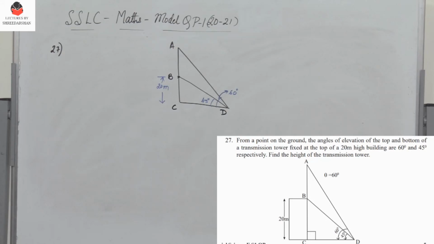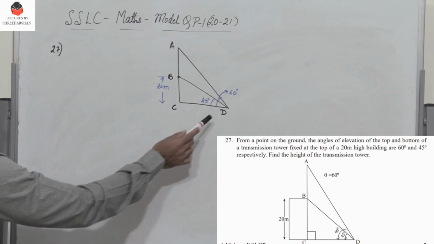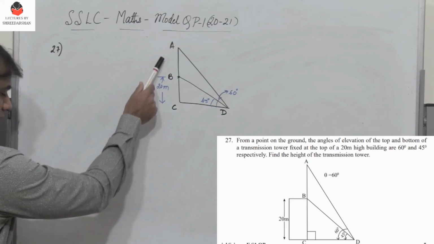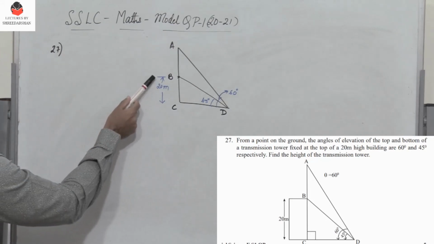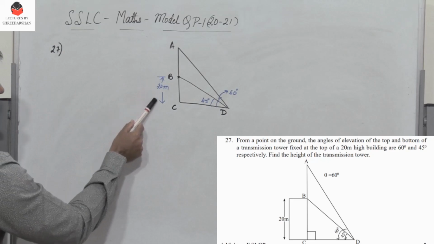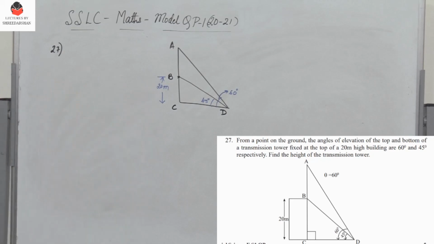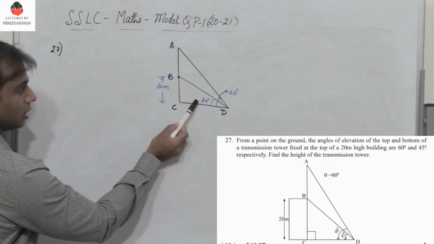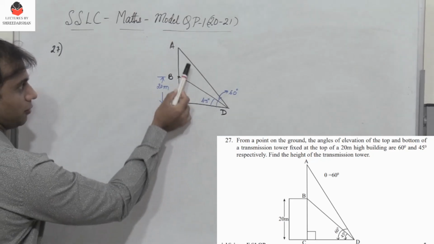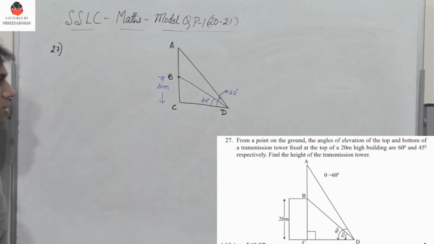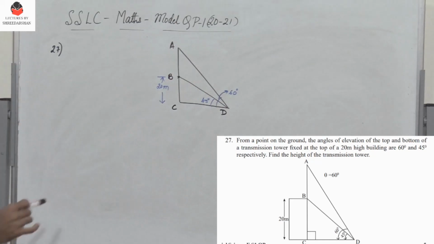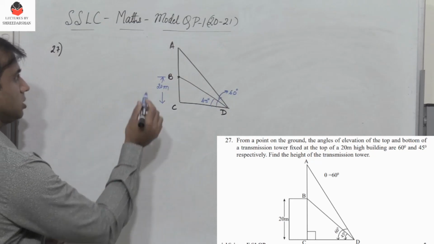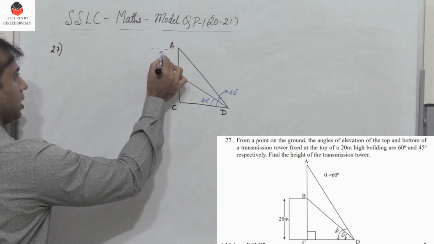Problem 27. From a point on the ground, the angles of elevation of the top and bottom of a transmission tower fixed at the top of a 20 meters high building are 60 degrees and 45 degrees. So you find that BDC is 45 and ADC is 60 degrees. So we need to find the height of this tower, which is AC. So let us assume that AB is x.